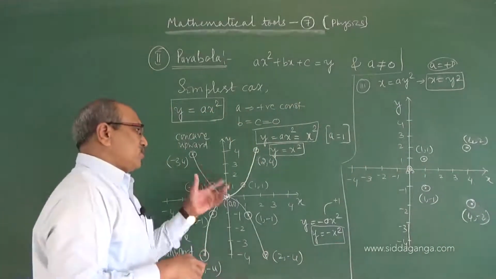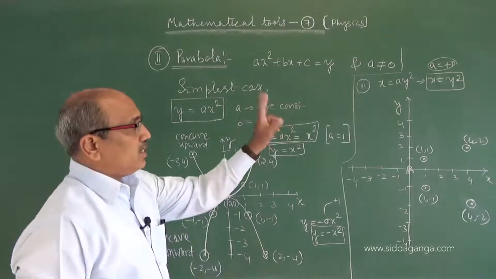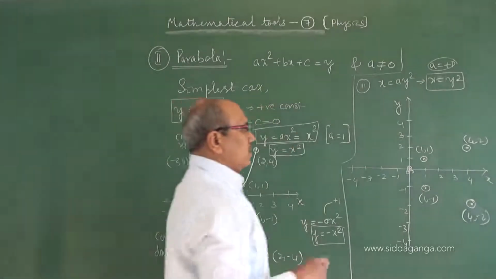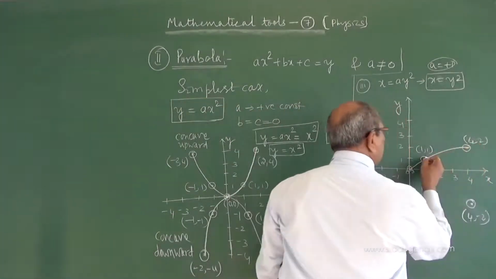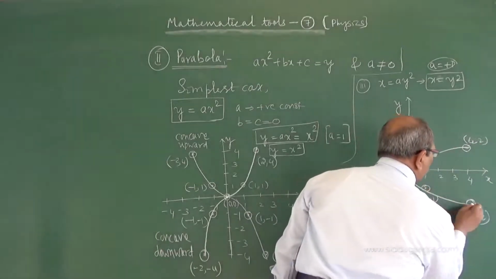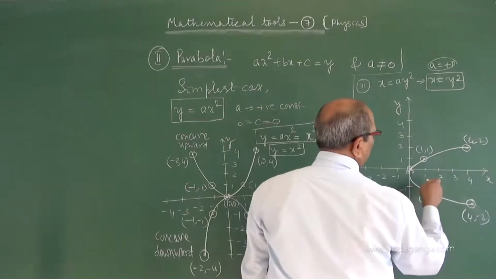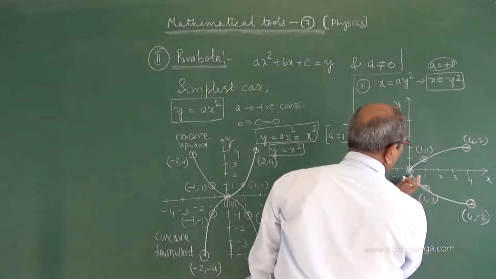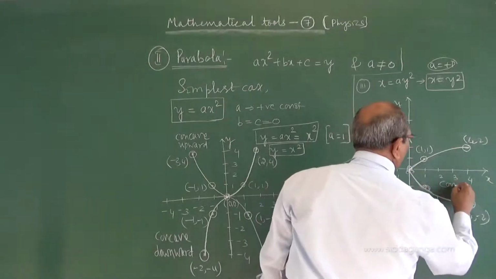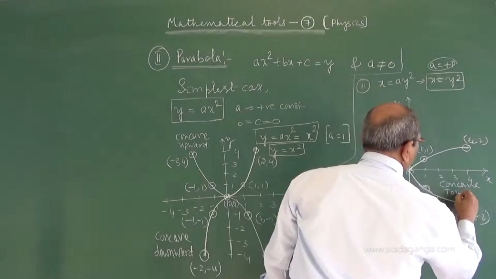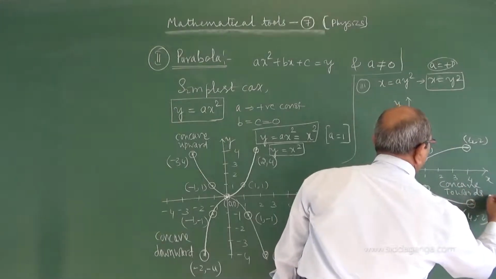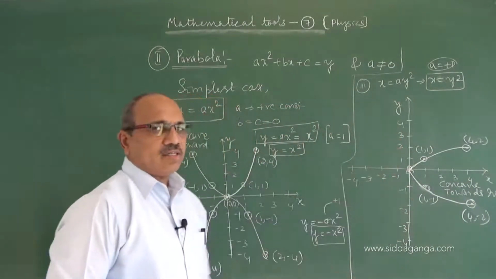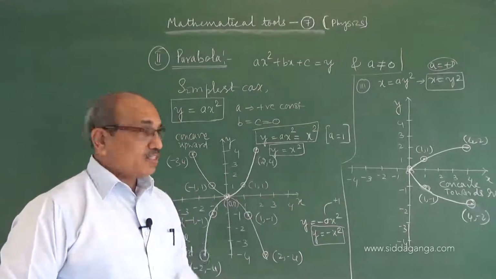Now see the beauty of how the curve changes. If you change the variable, x is made y squared. Here y equals x squared, there x equals y squared. The curve is similar, the shape is not changed, but it is turned towards the right. So it is concave towards the right. The curve appears to be bent towards the right. It is turned by 90 degrees towards east.